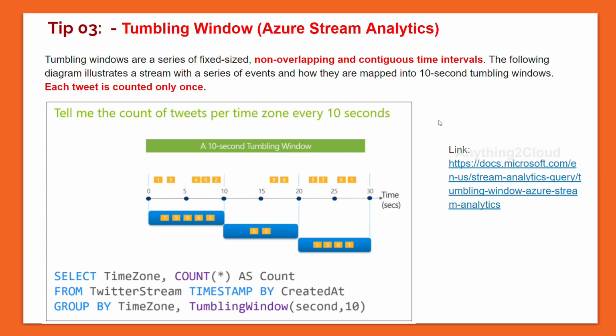For example, if you want to find the count of tweets per time zone every 10 seconds, then we can use tumbling window. Because in tumbling window, each tweet is counted only once. Because tumbling window is a non-overlapping and contiguous time interval, the tweets won't overlap with each other. So if you want to count each tweet only once, then we have to use tumbling window.